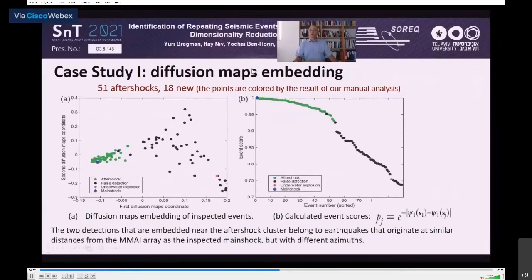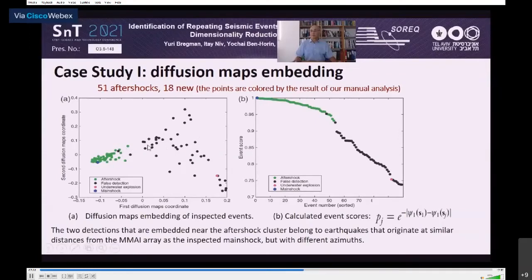Using the diffusion maps embedding, we identified 51 aftershocks. 8 of them were new, not included in the national catalog. Here, the points are colored according to the results of our manual analysis, where the main shock is dark blue, aftershocks are red, and the other detections, which we call false detections not related to the aftershocks, are colored in black.